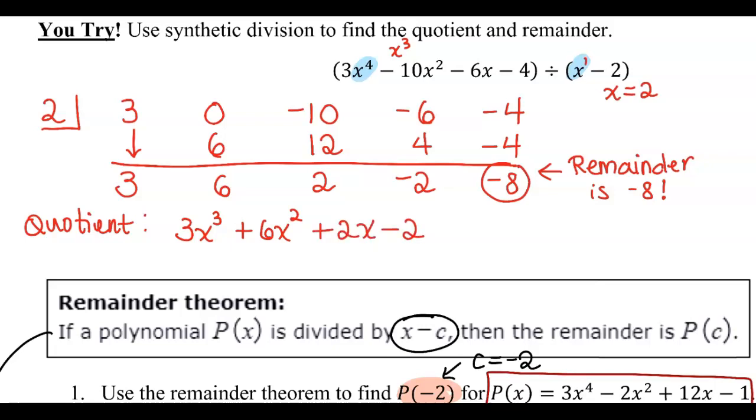And well, we found the remainder and the quotient, but if you want to write the answer in the form of quotient plus remainder over what we were dividing by, then we're going to go ahead and write our final answer as 3x cubed plus 6x squared plus 2x minus 2 plus, the remainder is negative, so it will be better if we can write it as minus 8 over x minus 2.